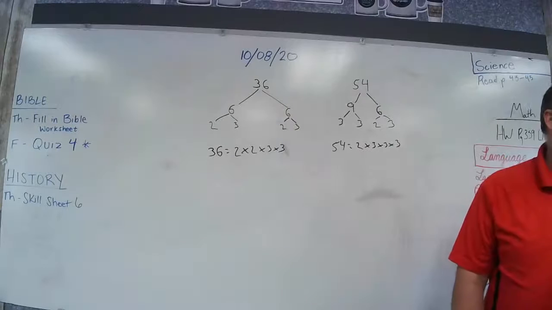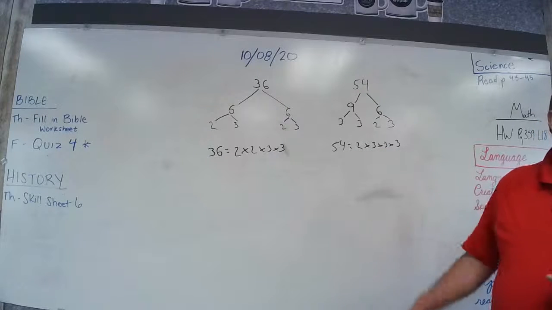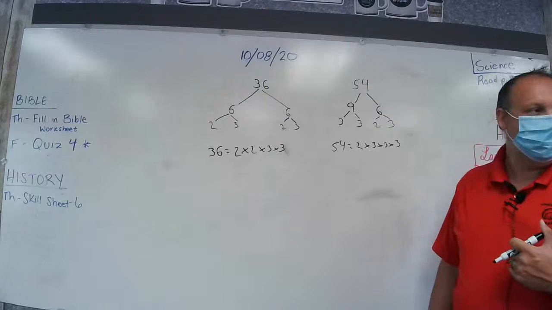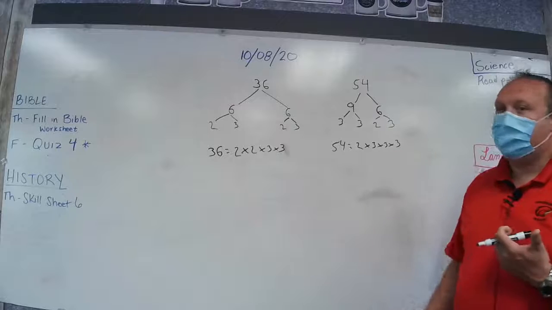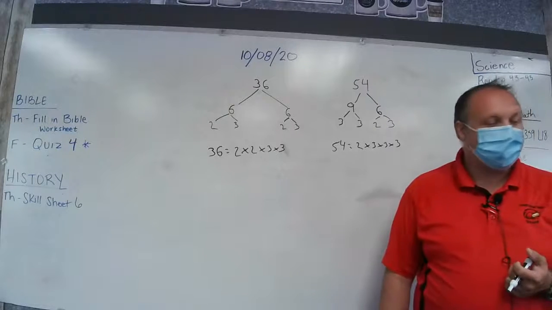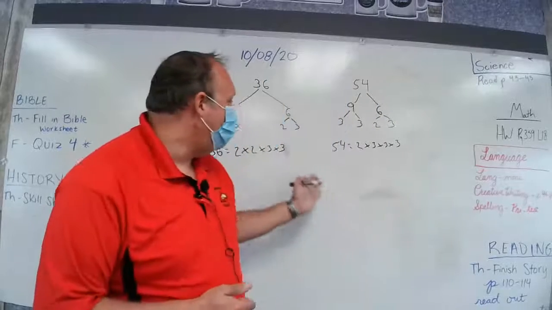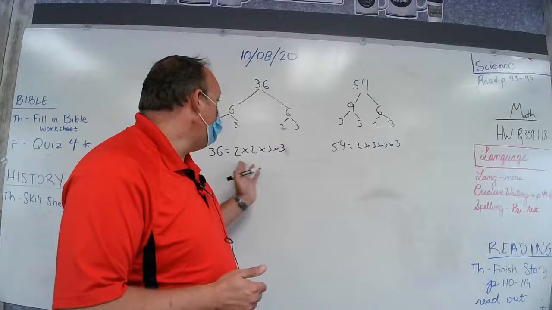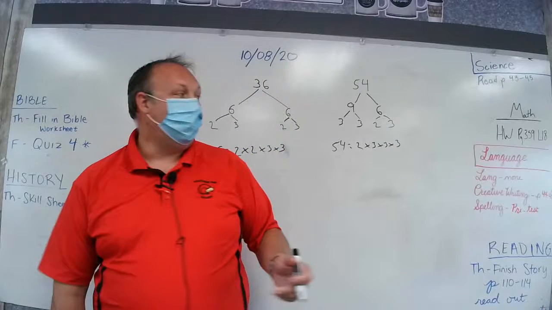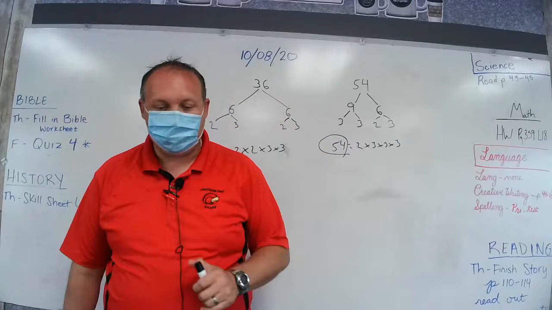So we're going to get 2 times 3 is 6, times 3 is 18, times 3 is 54. 3 times 3 is 9, times 3 is 27, times 2 is 54. So again, when we break it down this way, it doesn't matter the order that you multiply these in. It's going to equal the main number as long as you have the proper prime numbers up there.